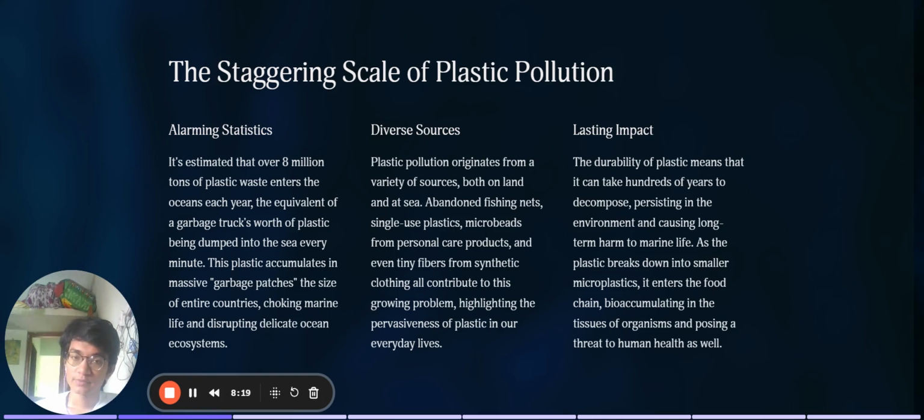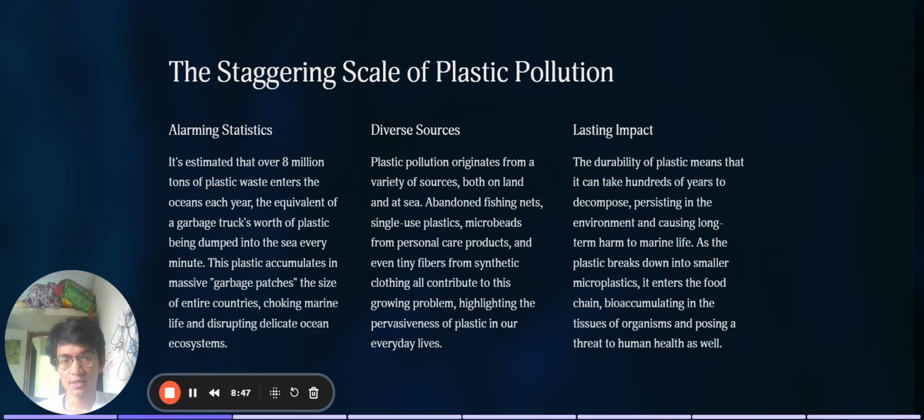Diverse sources. Plastic pollution originates from a variety of sources, both on land and at sea. Abandoned fishing nets, single-use plastics, microbeads from personal care products, and even tiny fibers from synthetic clothes all contribute to this growing problem.